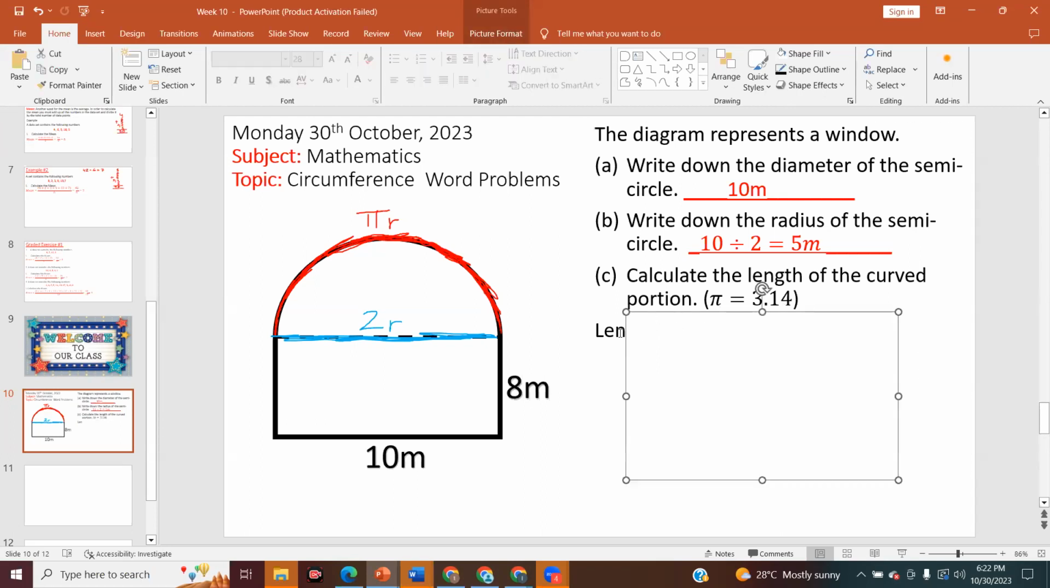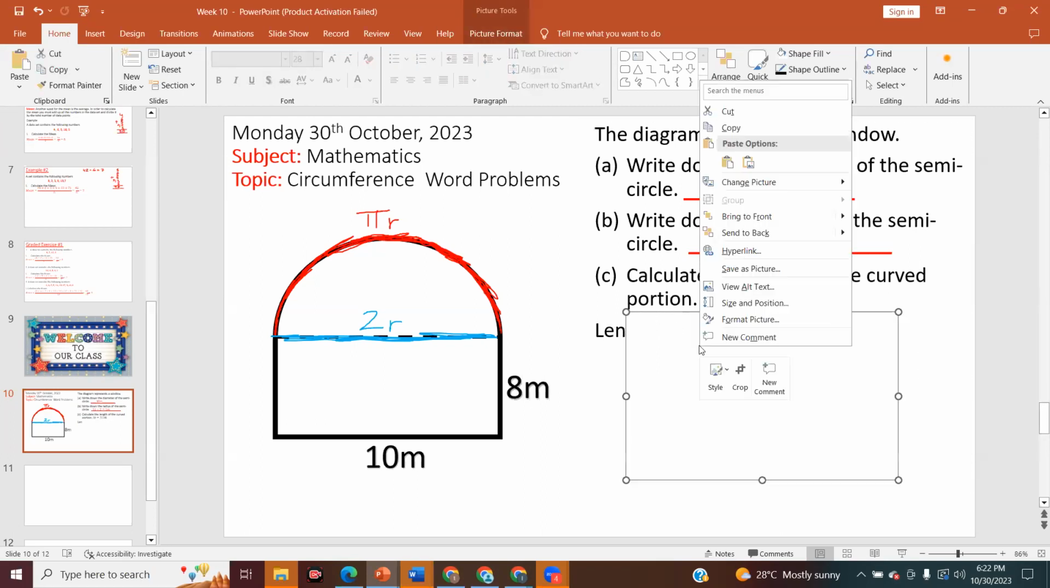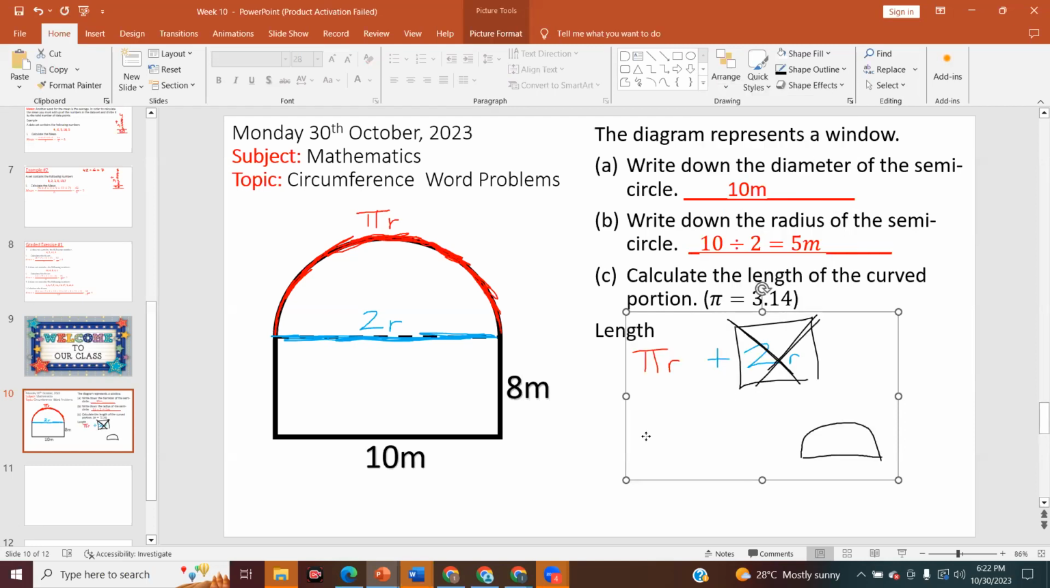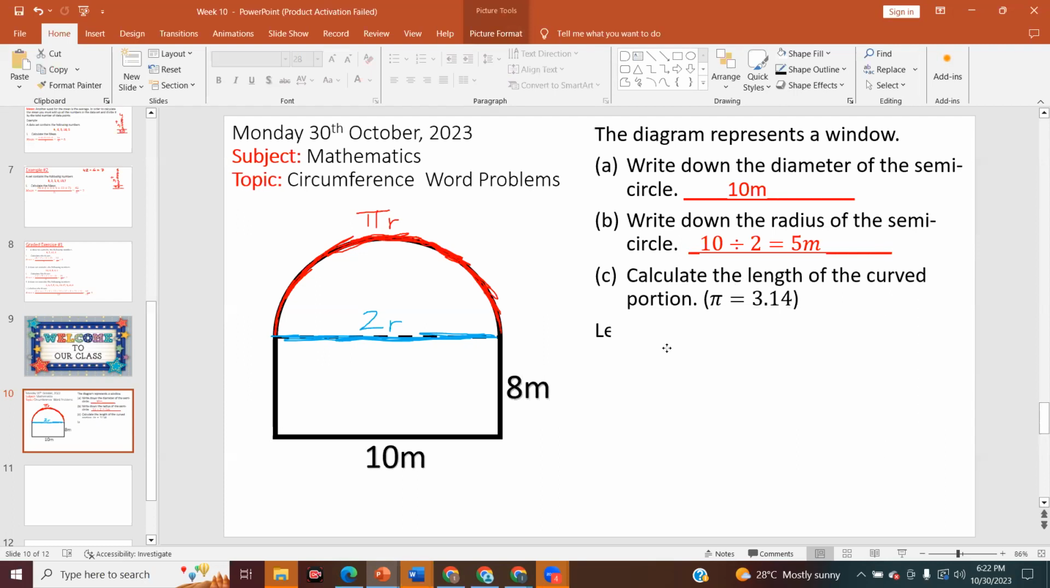Let me move this around a bit and bring it to the front. What can I do? We can just get a new one.